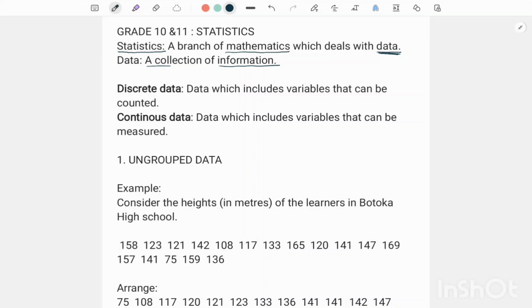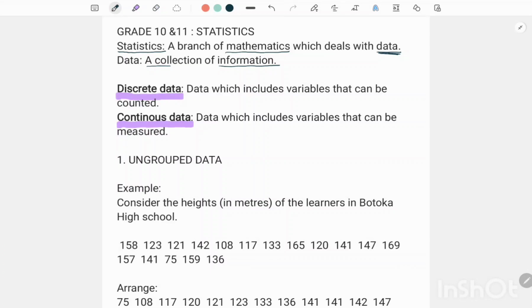Let's say, for instance, you have an interest in knowing something about a particular phenomena. Then you're going to collect information about it. Then that information is known as data. Now we've got two types of data, which is a discrete data and a continuous data.